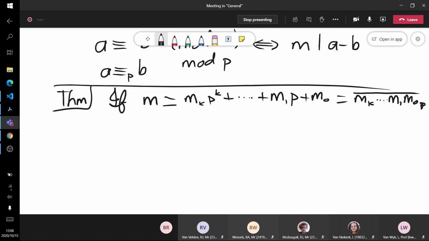So if we have one number written in base p and we have another number written in base p, the same thing, up until n_1 p plus n_0 times p to the 0. So this is also written in base p.